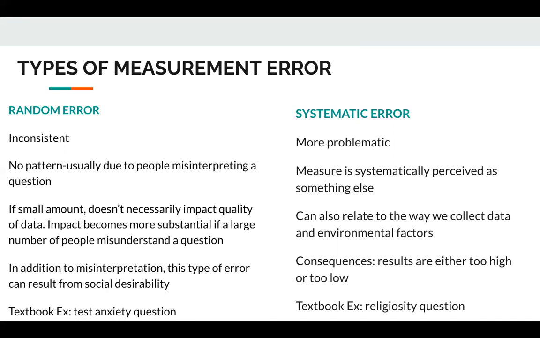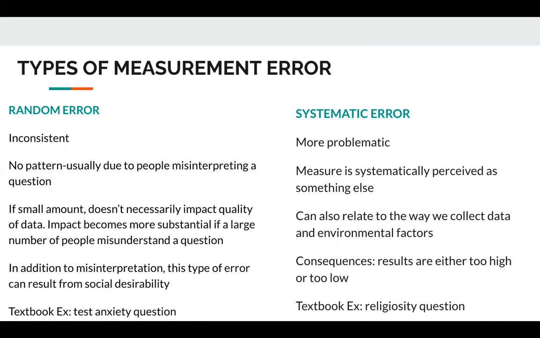So the clear thing I think to take away from random error is just that idea that it is inconsistent. There isn't a clear-cut pattern, which means it's hard for you to really catch it beforehand and address it. And as long as it's not substantial, it doesn't necessarily impact the quality of your data. Now let's switch to systematic error, because as your textbook notes, it is a lot more problematic.